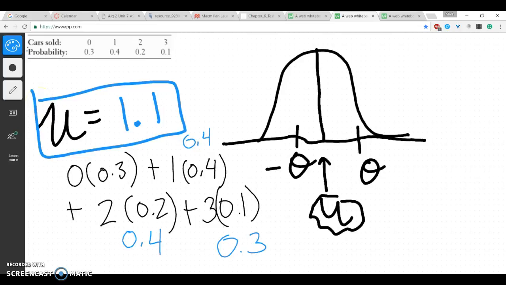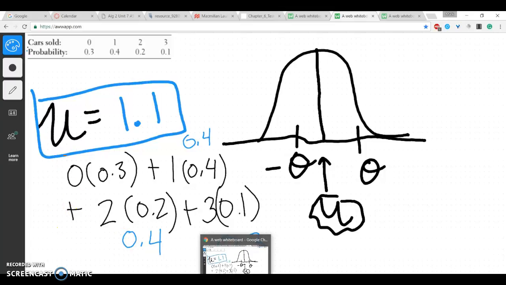Take your value, multiply it by your probability, and then add them all up, and that will give you your mean. Again, another name for that is expected value. The expected value we should get, if we do this a lot of times, the expected number of cars everyone should sell in this case, would be about 1.1. Now let's do the standard deviation.